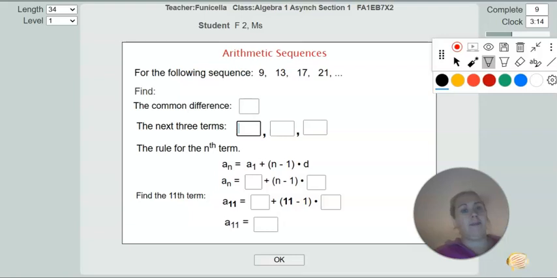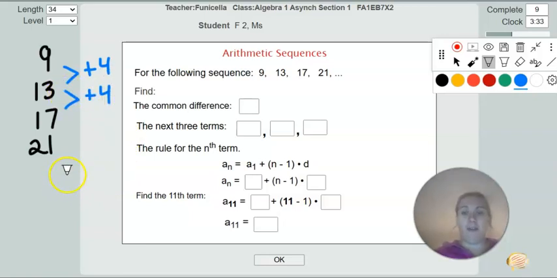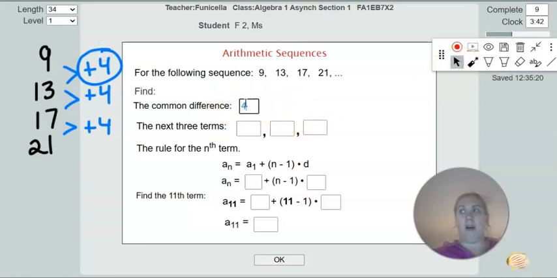Now our next sequence, we have 9, 13, 17, and 21. These numbers are getting bigger. 9 plus 4 is 13. 13 plus 4 is 17, and 17 plus 4 is 21. So here's our common difference, a positive 4.